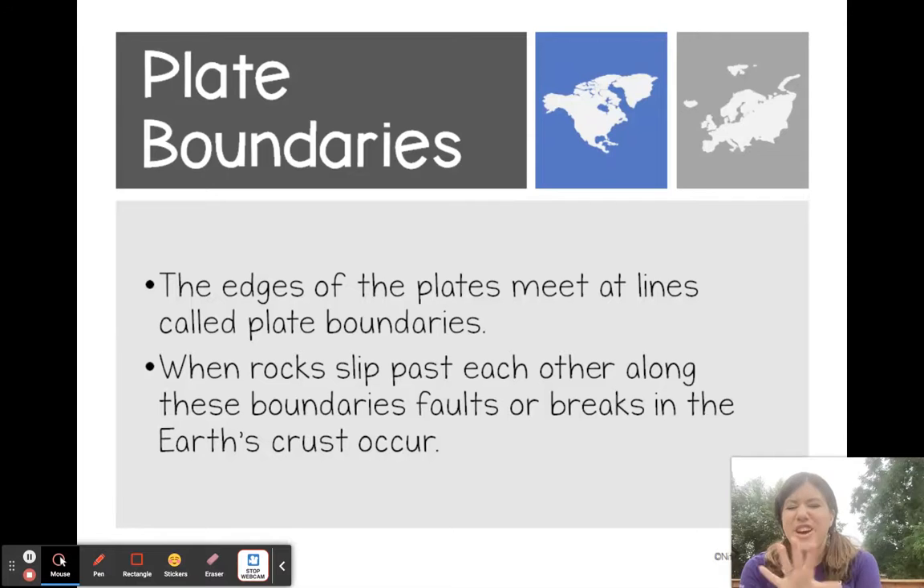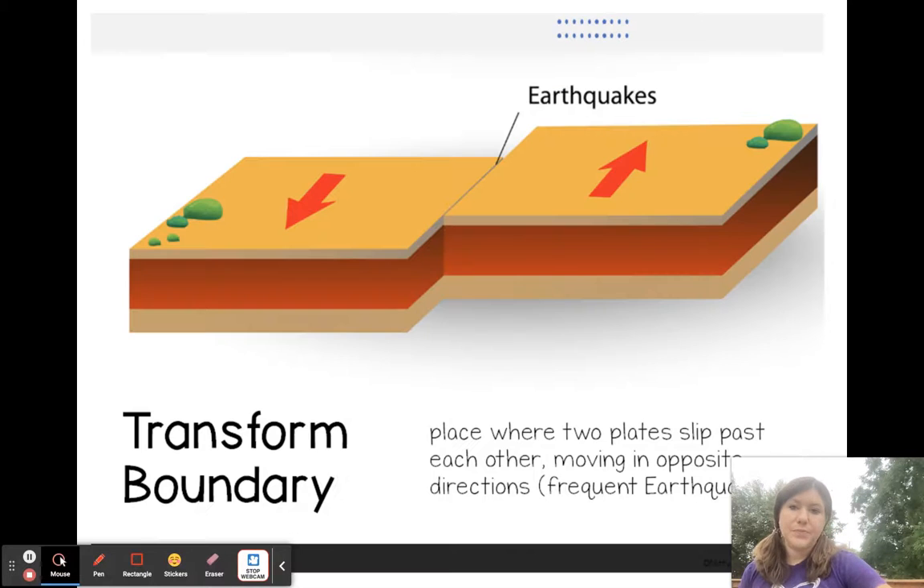And plate boundaries, which I've kind of already hinted at a little bit, right? Those are the edges of plates. Those are where different plates meet. And there's 7 major plates, but lots of little plates scattered around Earth. So there's lots of different plate interactions happening all over Earth. And those rocks move past each other in different ways.